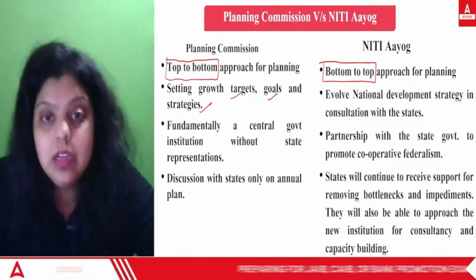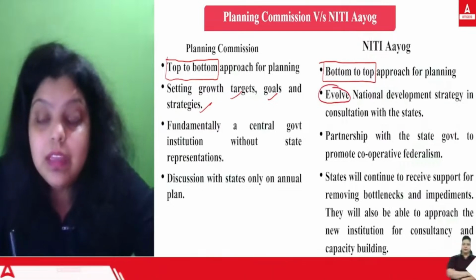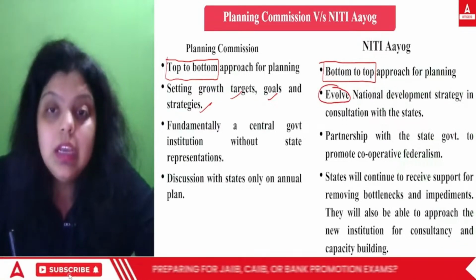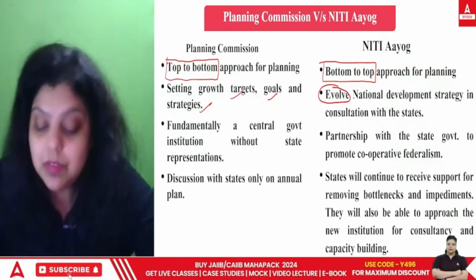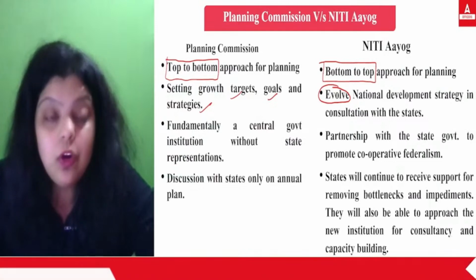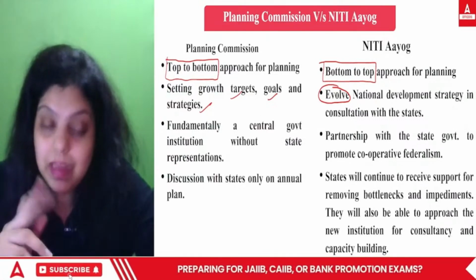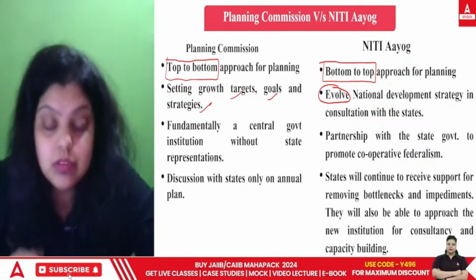But in Niti Aayog, the states and union territories are involved. They are involved in the national development strategy, which will be consulted with the states and the union territories. So for every national development strategy that Niti Aayog is making, all the states and all the union territories are participating in that strategy making process or decision making process.